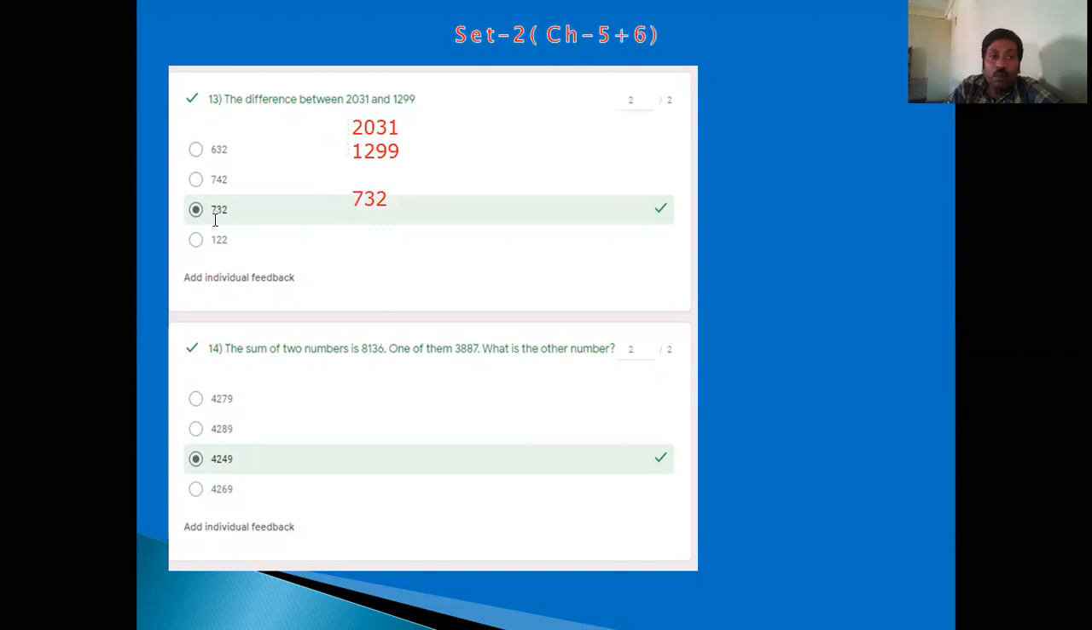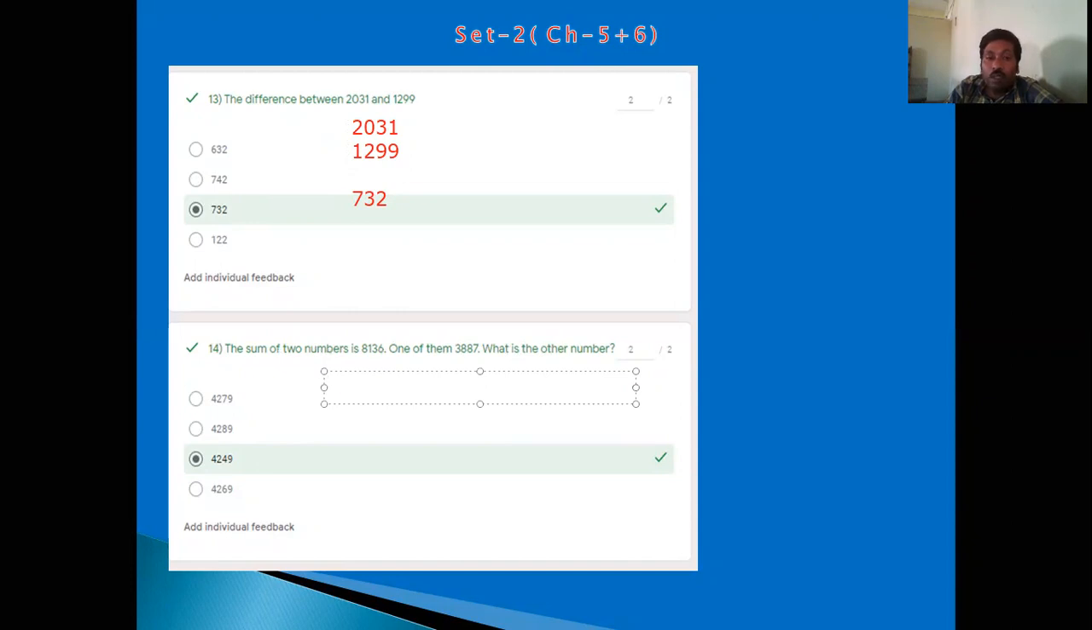So our answer will be 7,713. Question number 14. The sum of the two numbers is 8136. One of them is 3887. What is the other number? According to this statement, the situation is here.